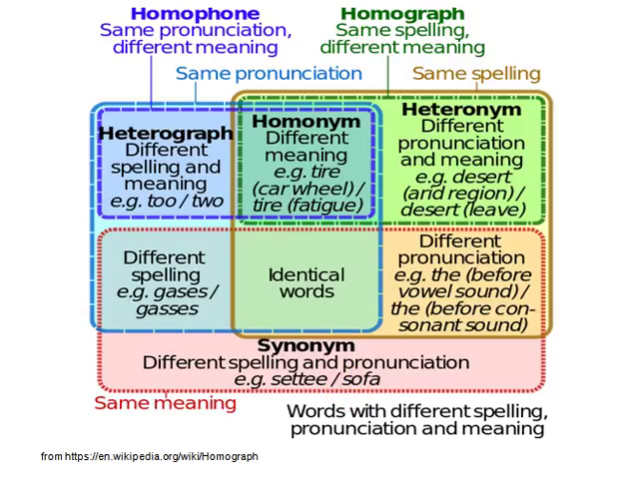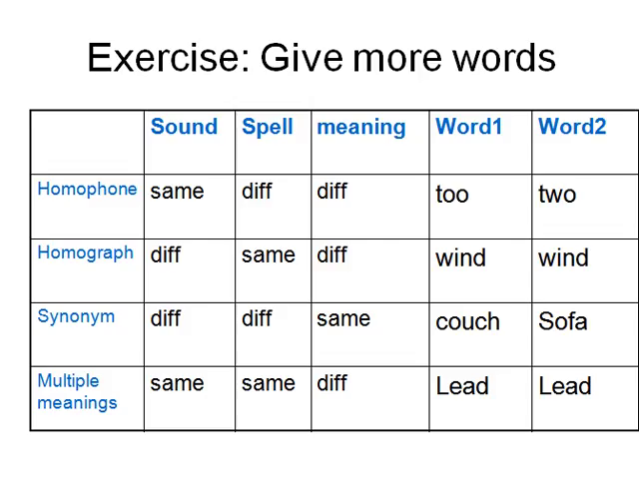Okay, so all these are there on Wikipedia. So let's look at some examples. We have two and two. They have the same sound, different spelling and different meaning. So two and two, that's a homophone.